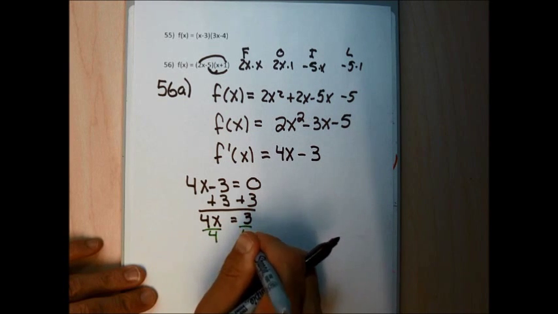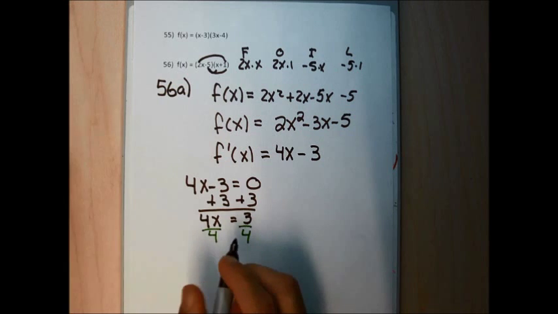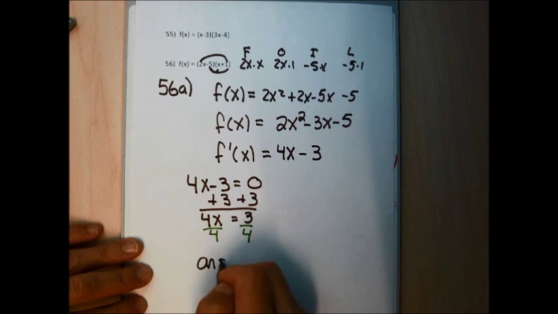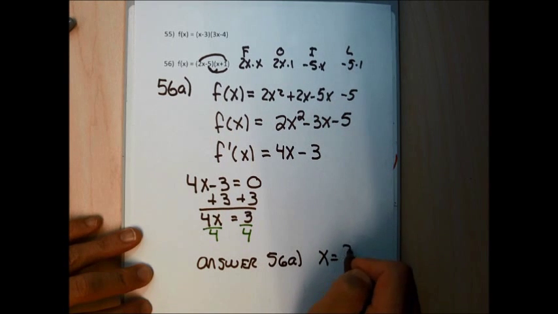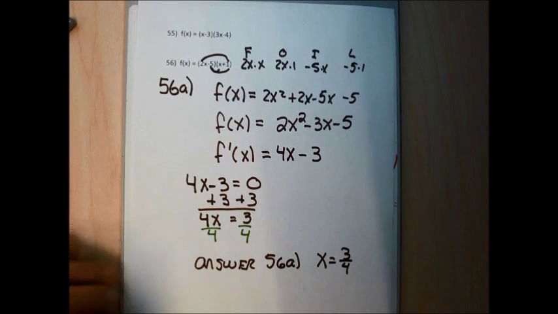And then I divide by 4, and I get the only value of x where I have a horizontal tangent, which is x equal to 3/4. So I'm done with part A.